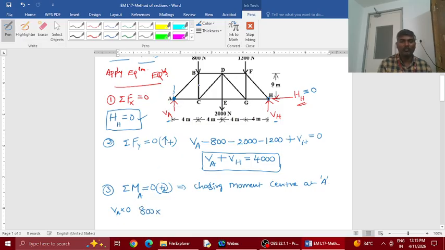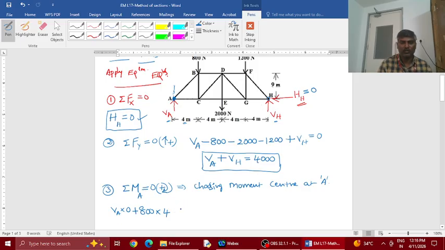800 into perpendicular distance from here to this line of action. Perpendicular distance from A is 4 meters. The direction, you see the force is downward. So you see this lever arm, this imaginary line AC connecting the force and moment center, how is it being rotated? It is being rotated clockwise because this force will try to rotate this line AC clockwise. We say clockwise positive, so I give plus sign here.